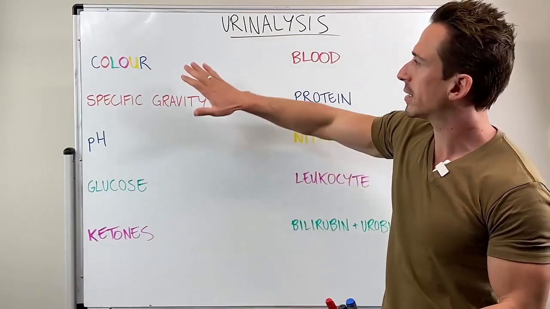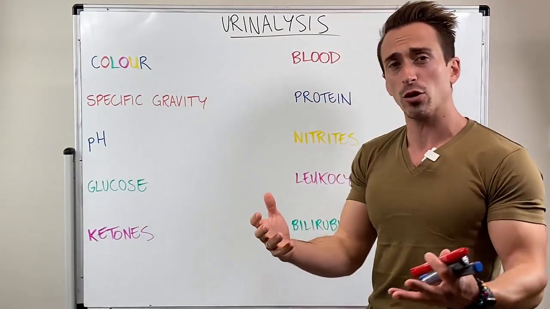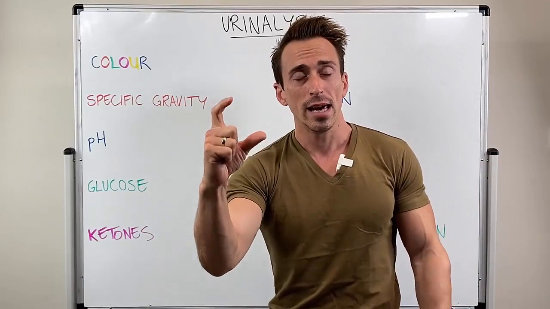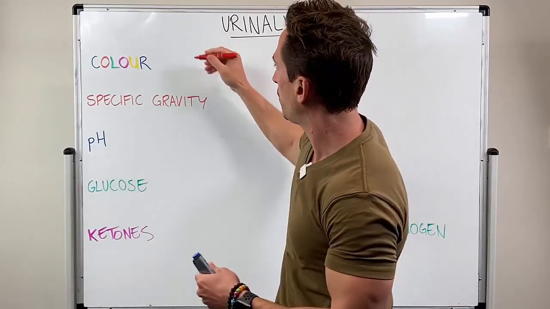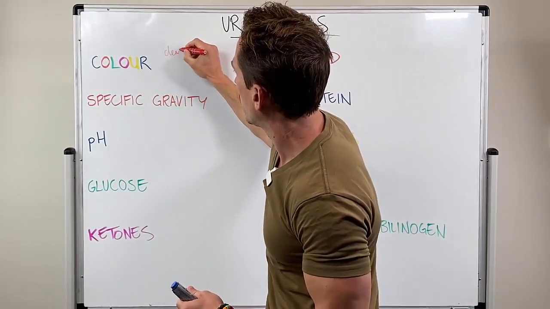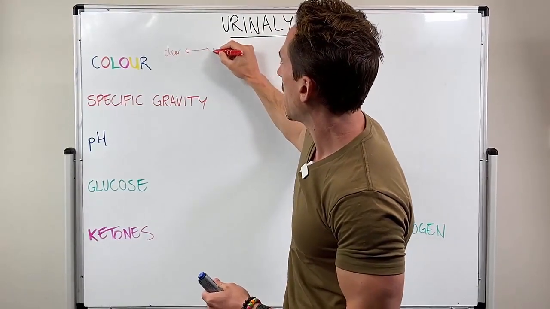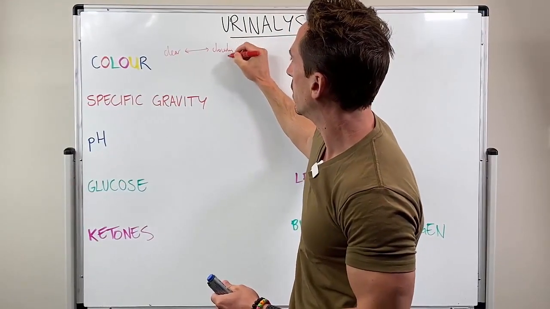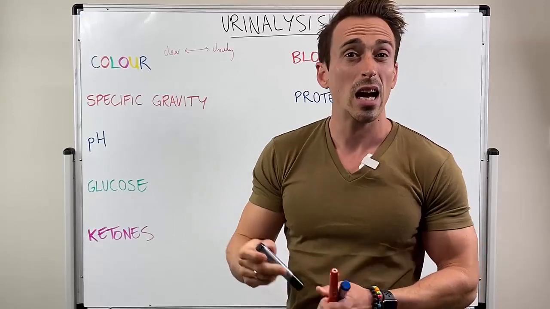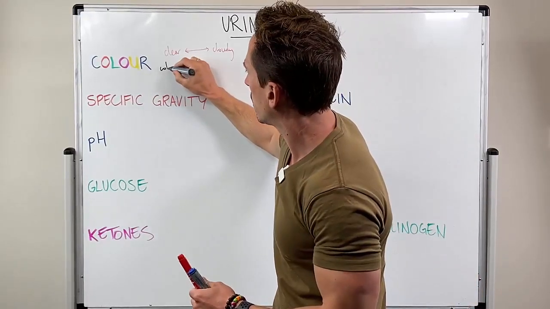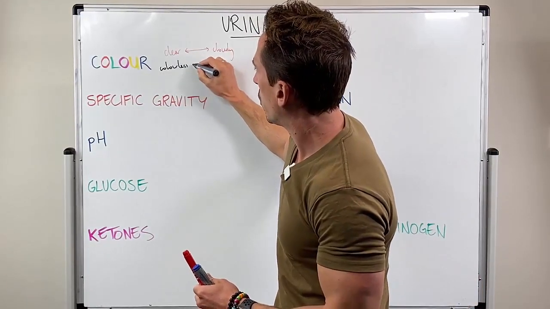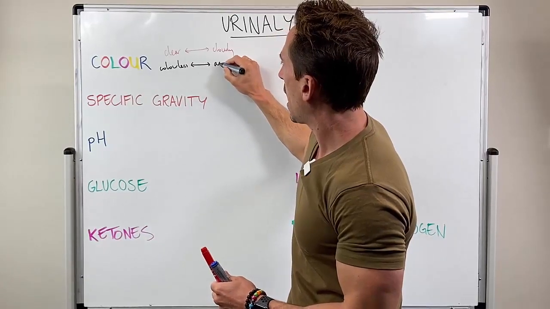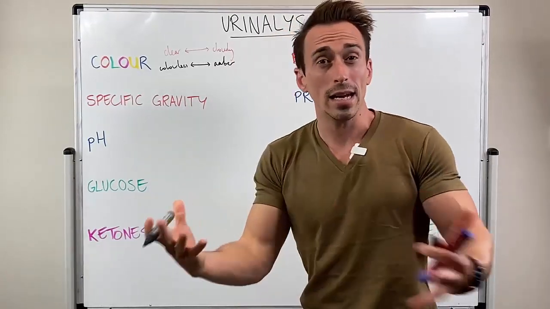So first thing is, let's have a look at colour. So colour is something you can obviously just take and look at. It can be something that's clear, or it can be cloudy, or anything in between. It could be colourless, or it could be amber, for example, and anything in between.